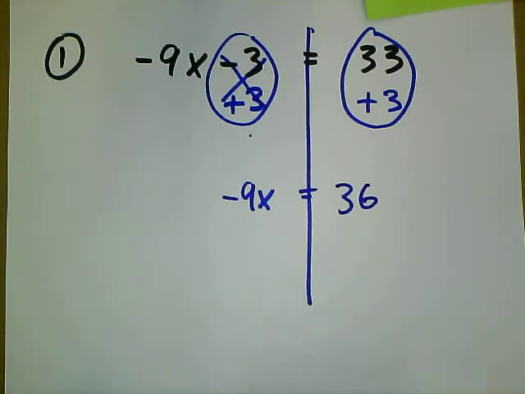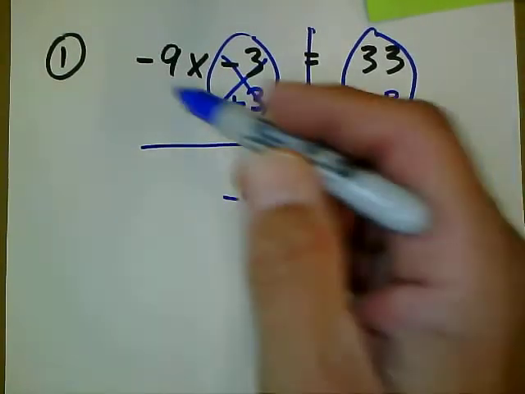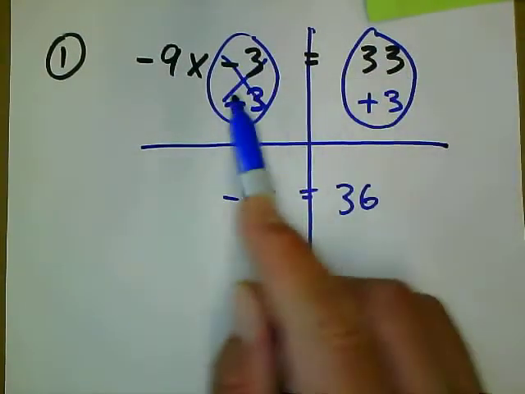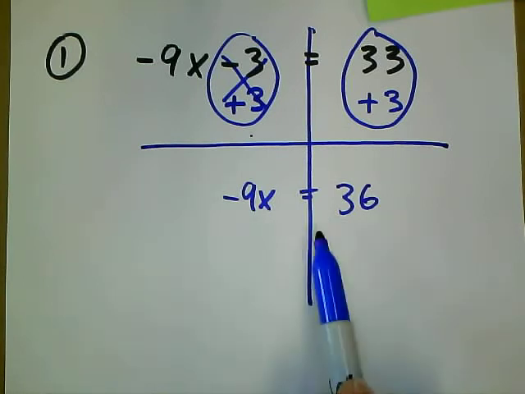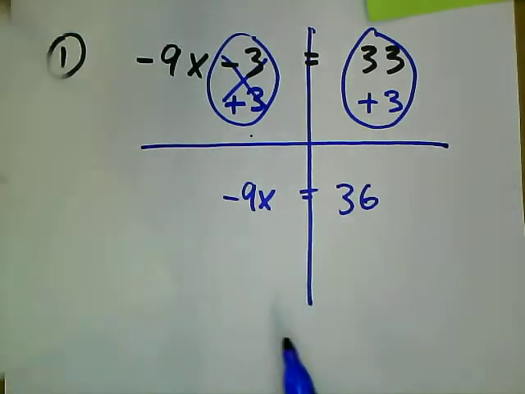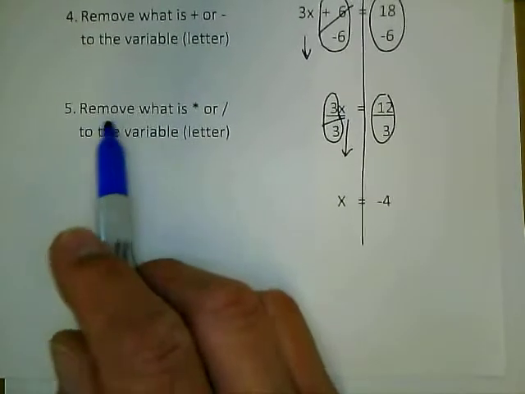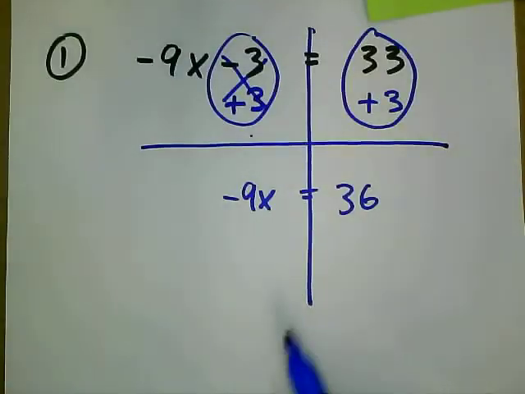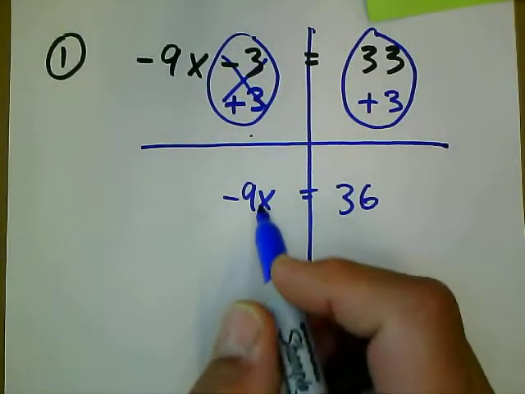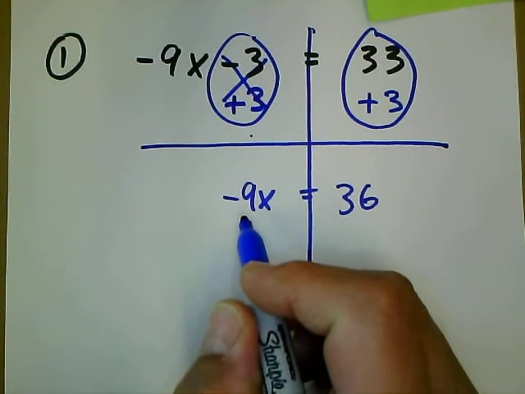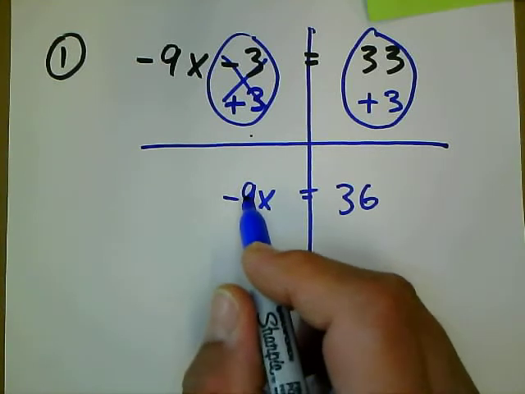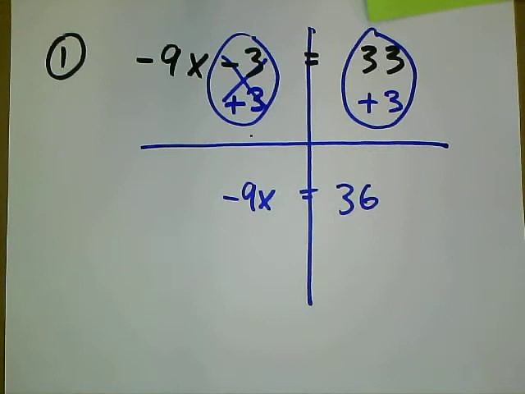All right, so now we've done away with this. You don't need to see this anymore. We have a new equation. It's right here. That very last thing tells us remove what's multiplied or divided. Well, now it's what we were doing yesterday, right? Or a couple days ago. We have -9 times x.